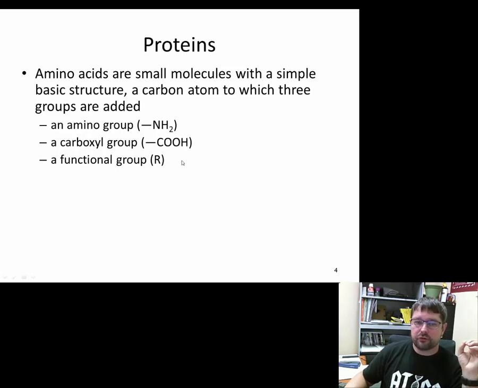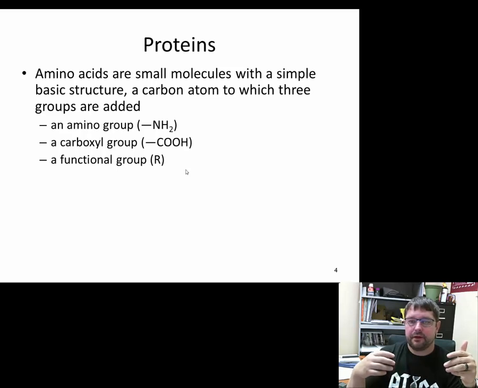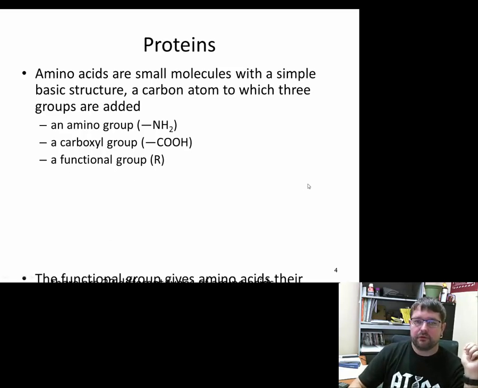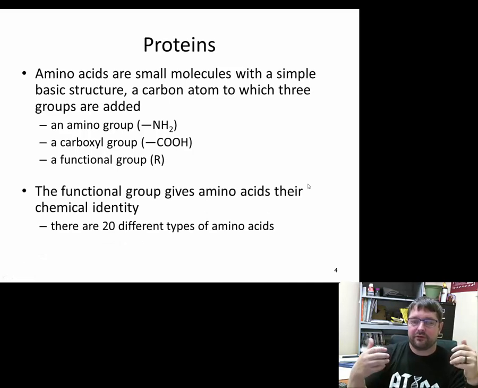But the functional group, or what we call the R group, is what determines the structure, the function, what it can bind to, what kind of properties it has, whether it is polar or non-polar, and what kind of shape the molecule is going to fold into, and we'll get to this in a second. So it's that functional group that's really important for the actual identity of the amino acid. And like I just said, there are 20 different types of amino acids.